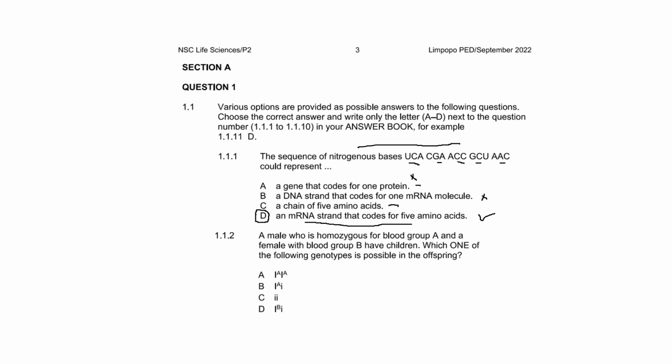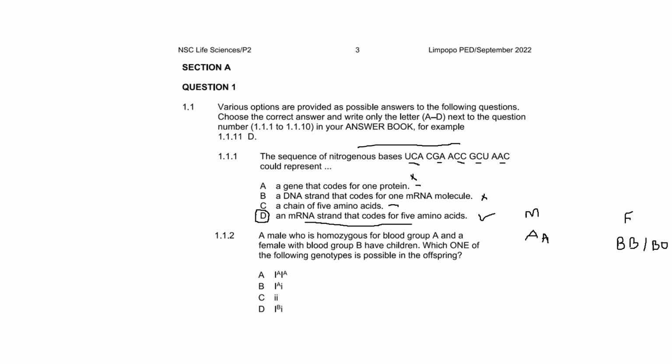We've been told that we have a male who is homozygous for blood group A. So let's just do the male. If it's homozygous, it will be two full letter A's. And a female with blood group B have children. So we have that as our male, and then our female is blood group B. We're not sure whether it will be BB or BO. Those can be our different options that we can get there.